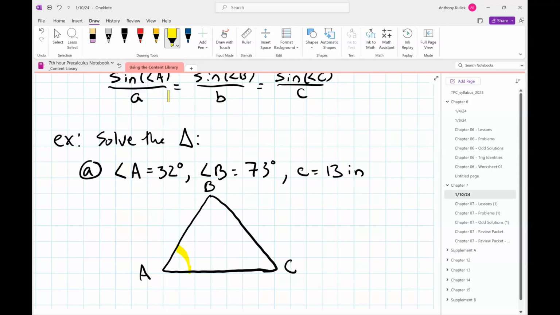So if I look at angle A, the side opposite angle A, I need to name as little a. Does everybody see that? If I look at angle B, the side opposite angle B needs to be named little b. And then the side opposite angle C needs to be named little c.